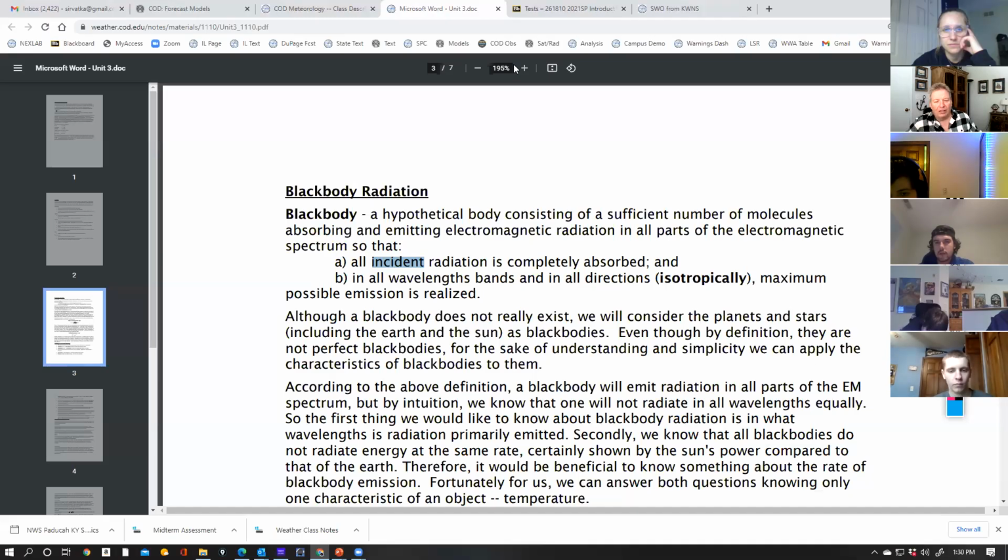If all incident radiation is completely absorbed, what's true about a black body? Not sure. Okay. It's not transparent at all. It's not transparent. And what else? Erin, what does Erin have? Does she have something? Because I'm looking for a very specific answer. It's an answer that all of you ought to get.